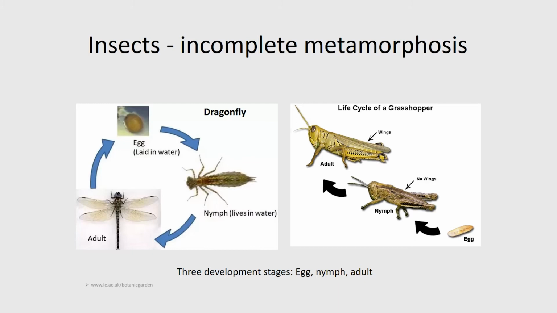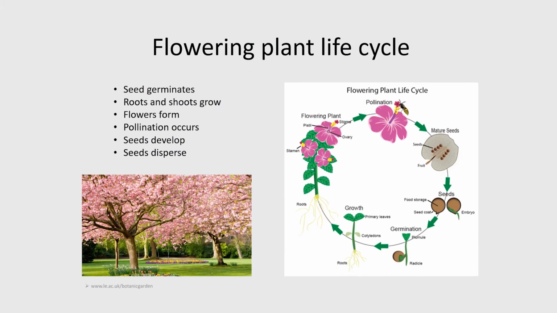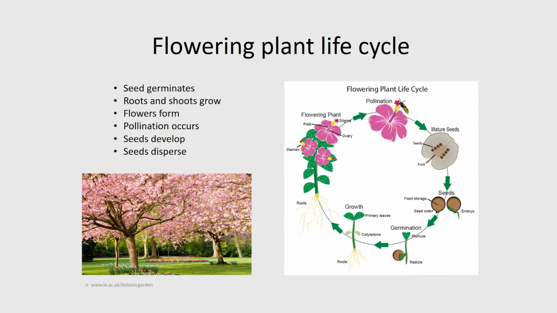For the dragonfly, the egg and nymph stages are in the water, and this can take up to 5 years. Then when the adult dragonfly emerges, it cannot go back into the water and lives only a few more days or weeks. A reminder of the flowering plant life cycle.